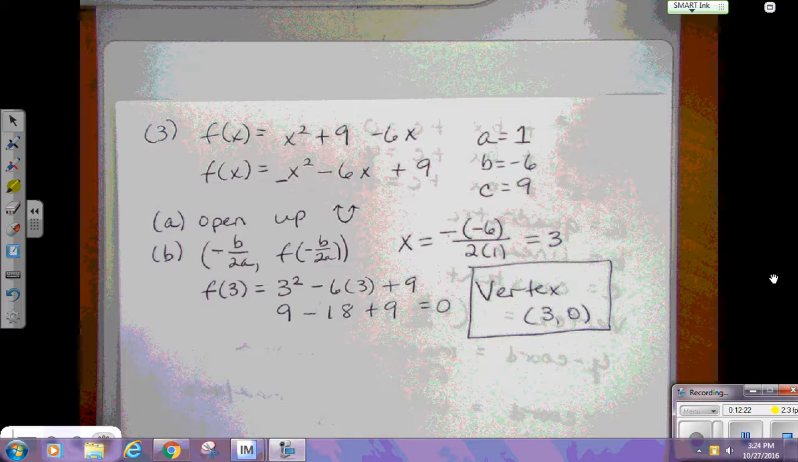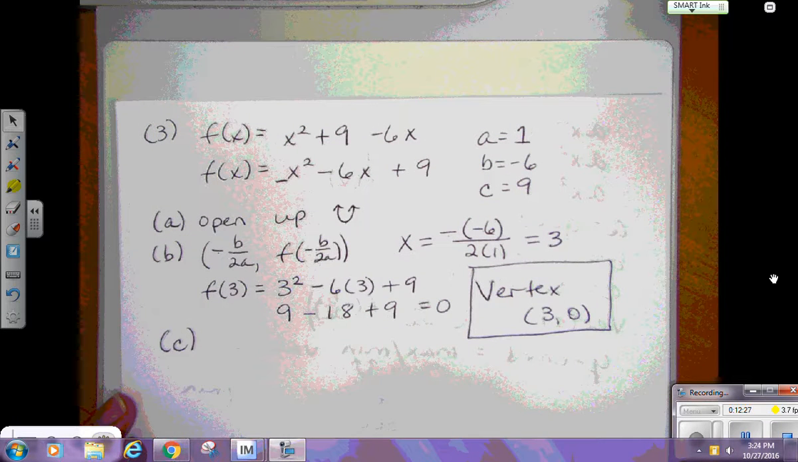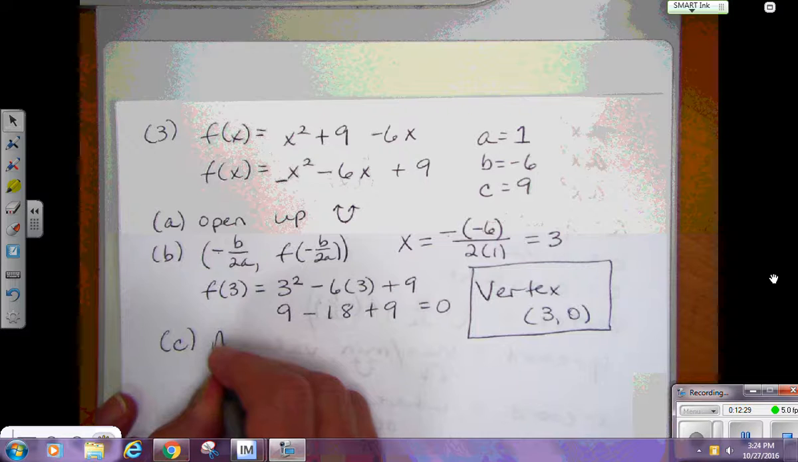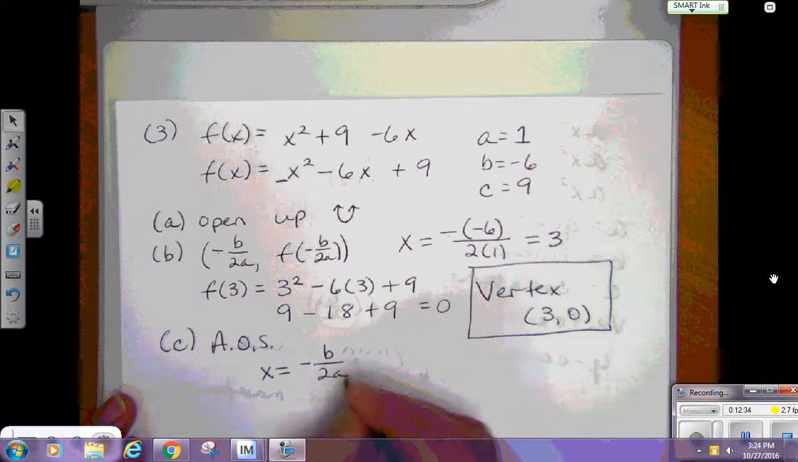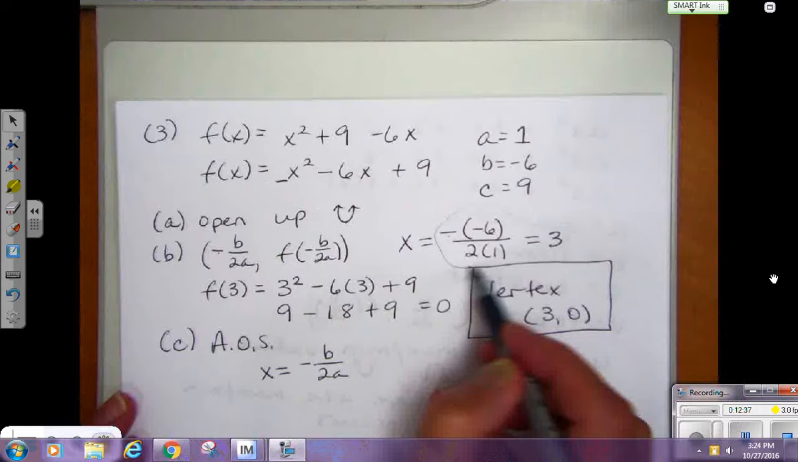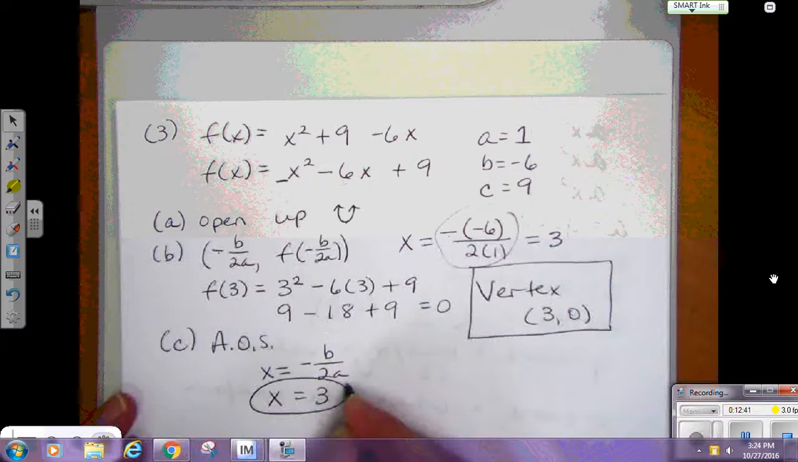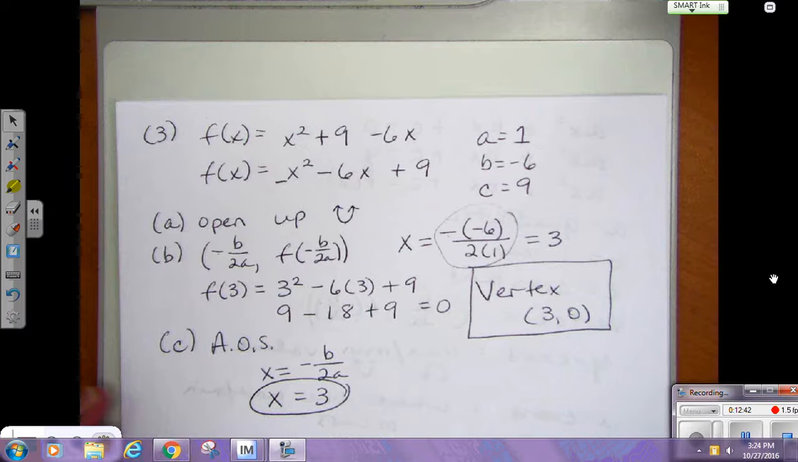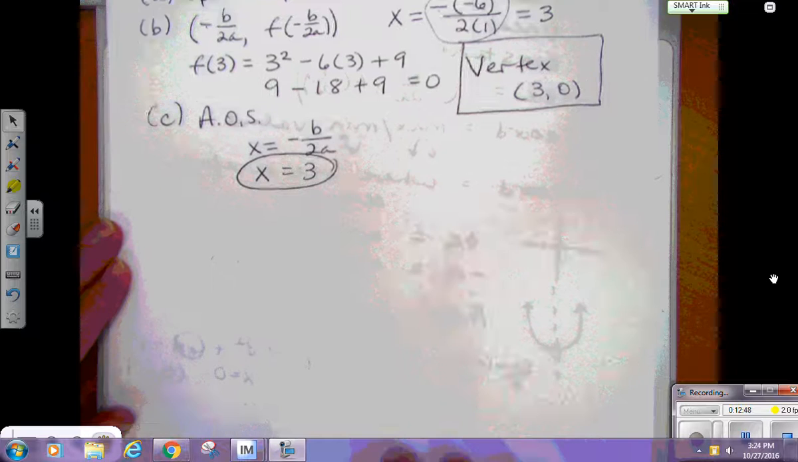Okay, on part C, it's asking for the equation of the axis of symmetry. Well, the equation for the axis of symmetry is x equals negative b over 2a. And I already calculated that negative b over 2a right here, so I just need to write x equals 3. And that's my equation for the axis of symmetry. And yes, it has to have the x equals on it. Do not just write the number or you're going to get it wrong.